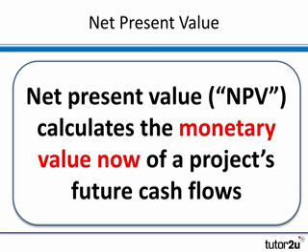The basic idea of NPV, net present value, is to try to work out the monetary value now of the various future cash flows associated with the project, and then to add them all up and to see whether the project has a positive net present value.